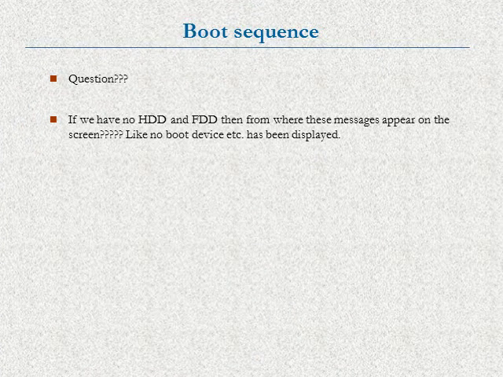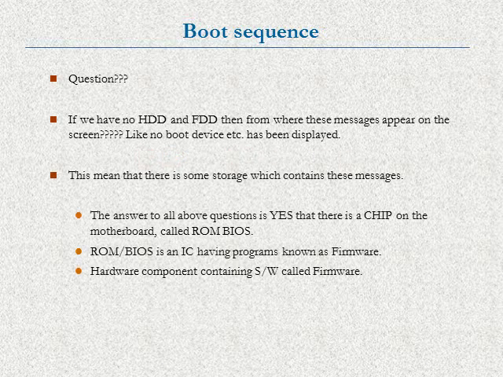So the next question can be that if there is no hard drive or there is no permanent storage, then from where these messages are displayed onto the screen. Because you see that these messages have to be stored somewhere. If we don't have any permanent storage attached with the machine, where are these messages stored? The answer to this is that we have a chip on our motherboard. We call it ROM BIOS.